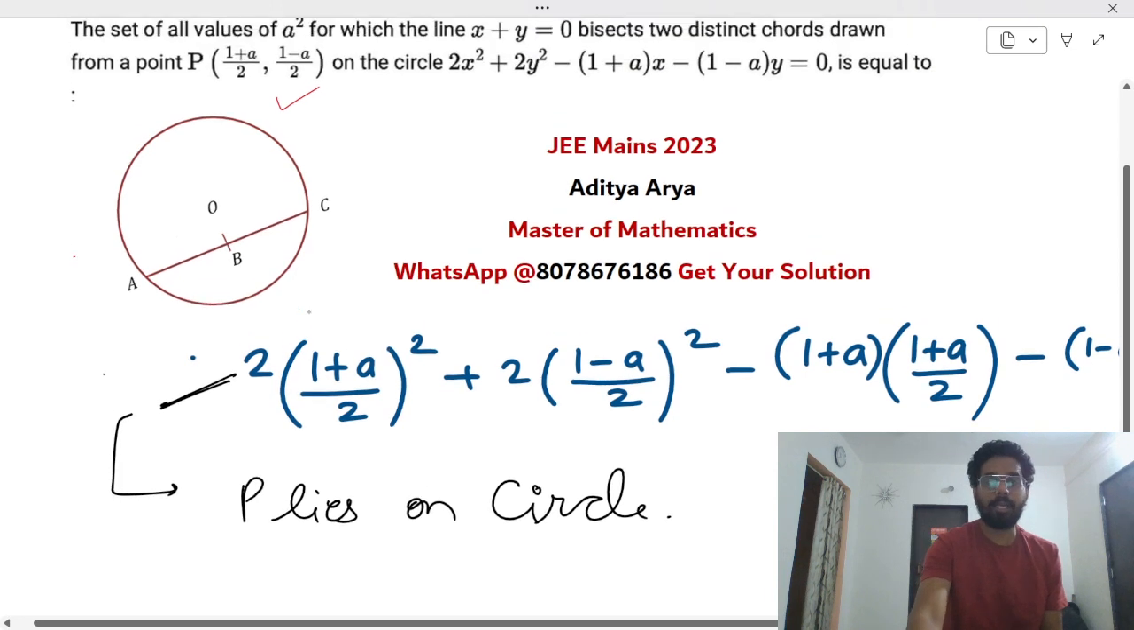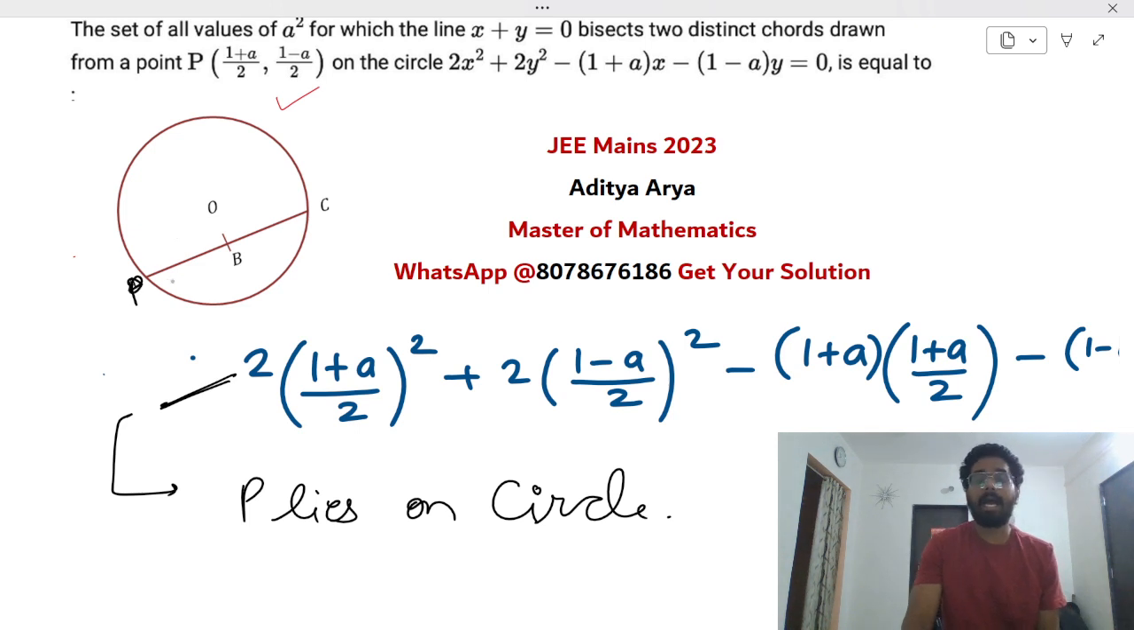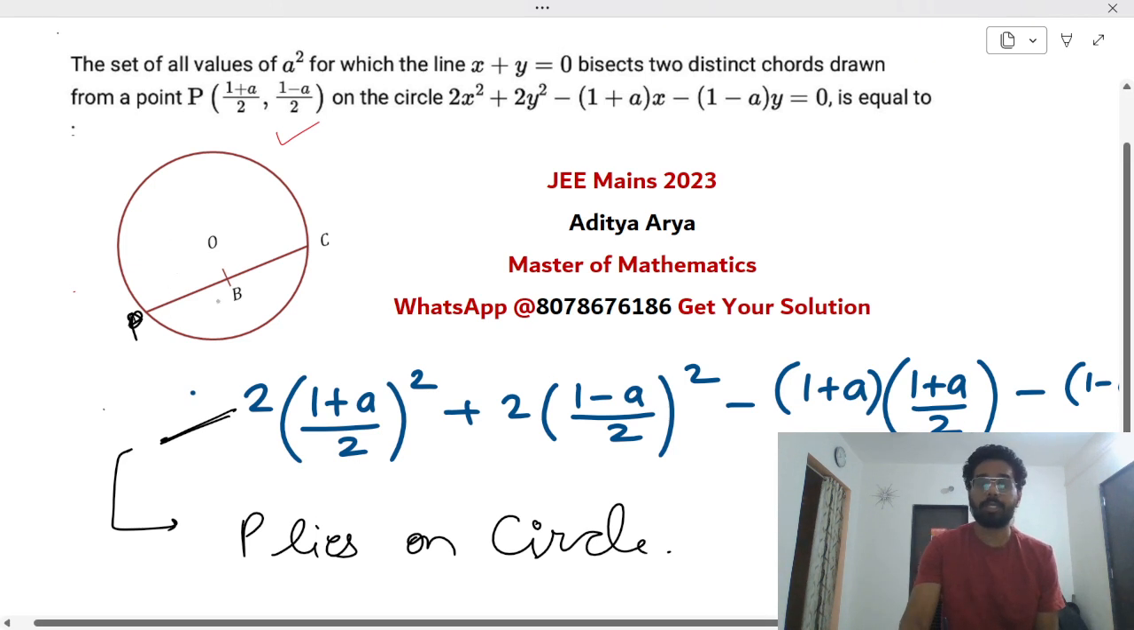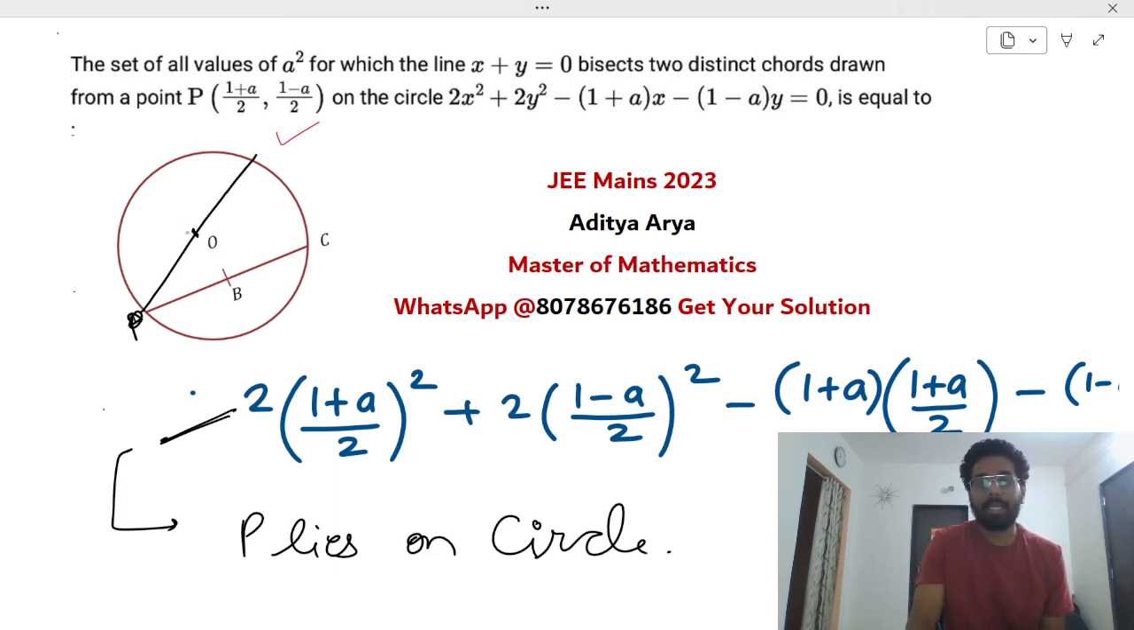Now, let's assume this point is P. From this point P, I am drawing two chords, as written in the question. And these two chords are bisected by the line x plus y equals 0. So point B lies on the line x plus y, which means if I assume this point as h, this point has to be minus h. I hope this is clear. So I have taken the midpoint of the chord PC as B, and this point B lies on x plus y. Put x equals h, you will have y equals minus h.